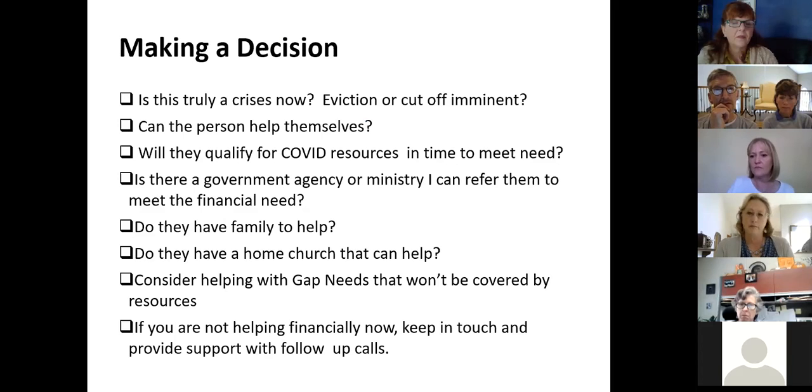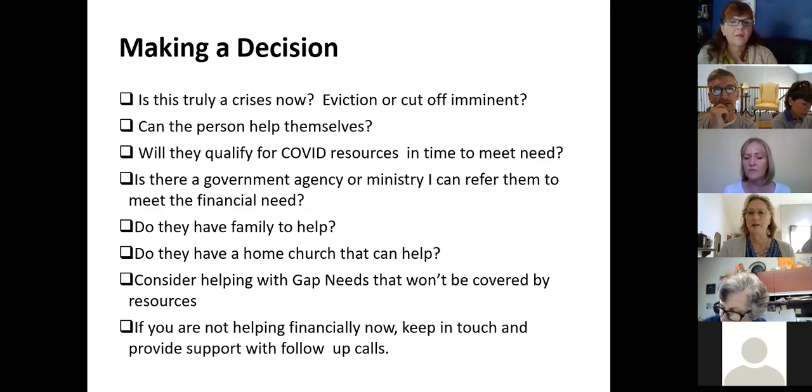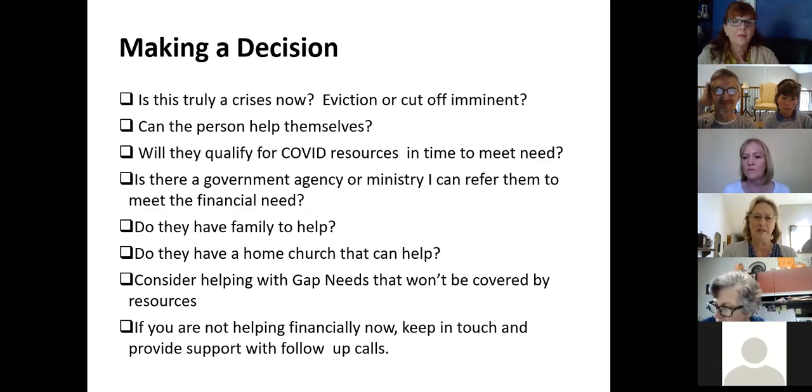We always look at their family support system, and we look at whether they have a home church, because if they're calling your church, you want to see whether their own church would be willing or able to partner as well. Consider helping with gap needs that won't be covered by resources. This is what we really want to focus on at Church Benevolence Help, these gap needs, and we'll just have to walk this through case by case, and we're all learning together. You're welcome to call us. Not that we have all the answers, but we're good at thinking through with you. And if you come up with something, let us know.